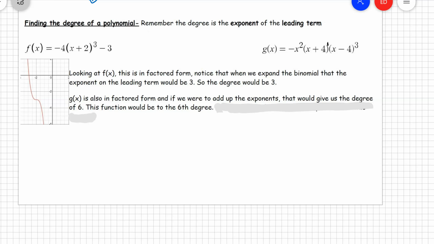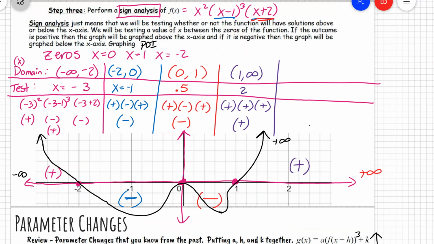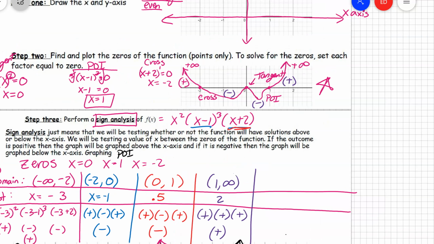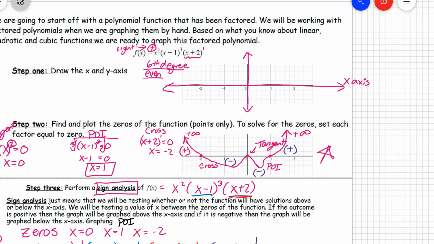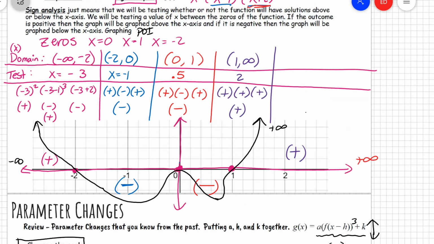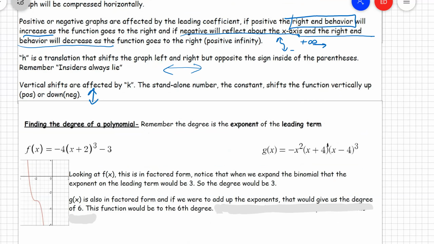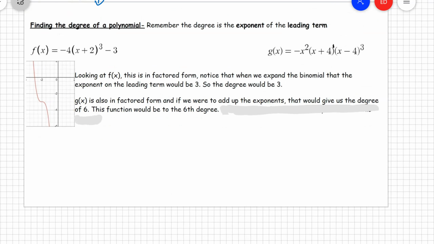If we're finding the degree of the polynomial, I talked about this up here a little bit when we were looking for the degree of the polynomial. Okay, we added all of those exponents together. So 2 plus 3 plus 1, it became a 6-degree polynomial.